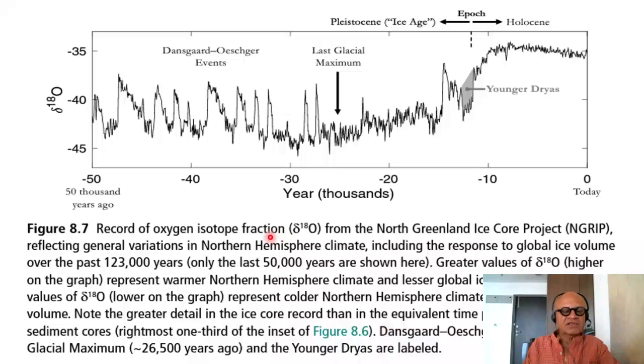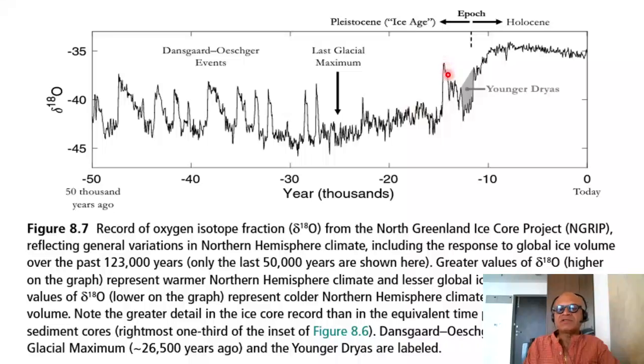Dansgaard-Oeschger events, the last glacial maximum. So these events here of pulses of warmer and colder climates are called Dansgaard-Oeschger events after the people who discovered them, and the last glacial maximum happened here around 21,000 years or so ago, where the coldest temperatures of the recent ice age were reached, largest ice volume, glacier volume, and then we started to come out of it. Glaciers started to melt, so we started to head towards warmer climate.